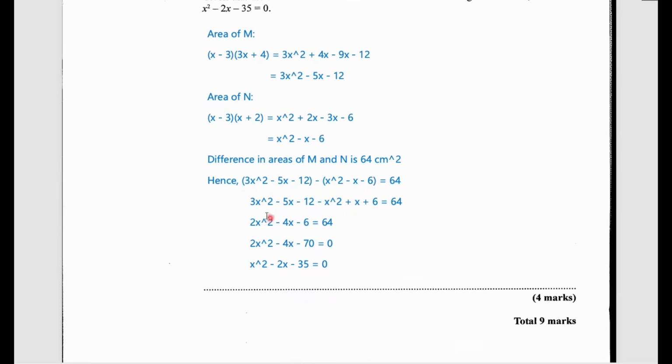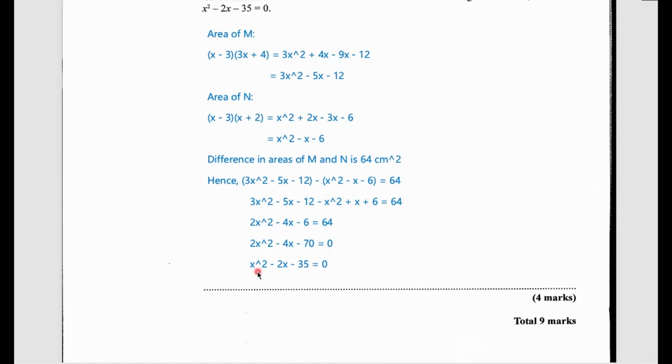Equals 64. 3x squared minus x squared is 2x squared. And minus 5x add x is minus 4x. Minus 12 add 6 is minus 6. And that's equal to 64. So you have 2x squared minus 4x, and then carry 64 across. You have minus 6 minus 64 to get you minus 70 equal to 0.